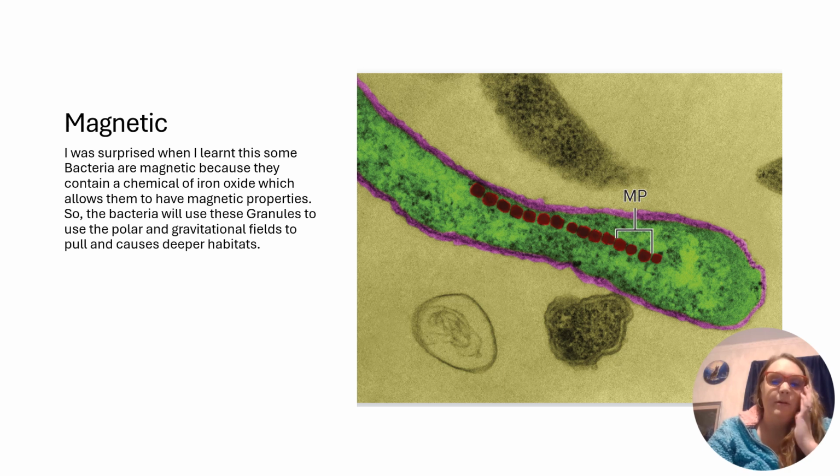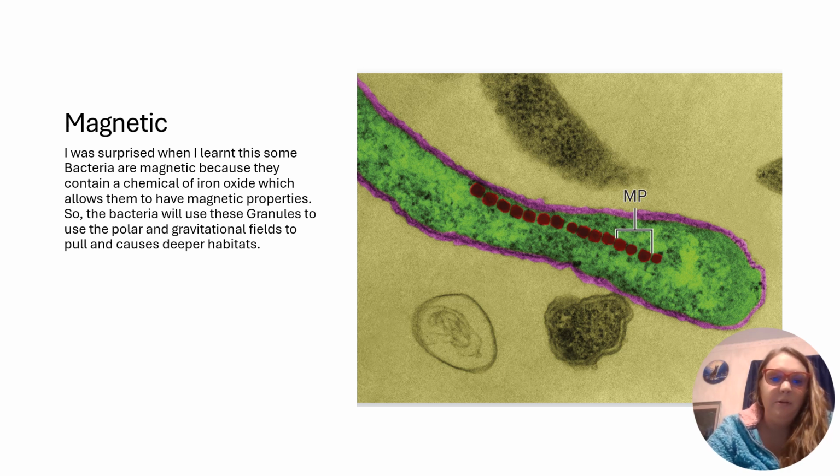So this one is about the magnetic process. I was surprised when I learned that some bacteria are magnetic because they contain a chemical of iron oxide, which allows them to have magnetic properties.